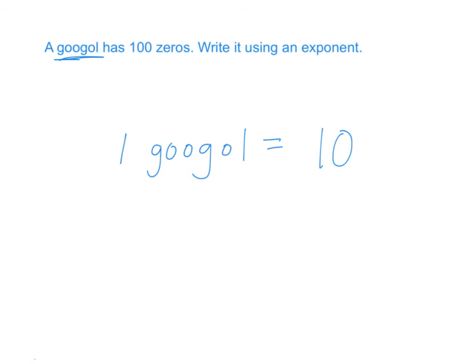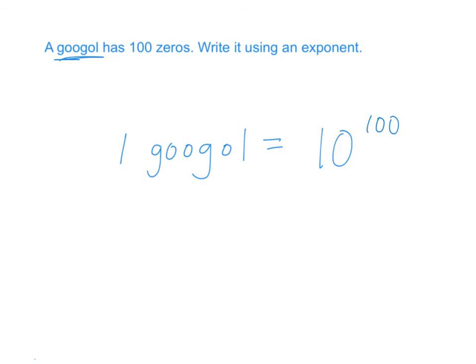Good. If we know that the number of zeros in the product is the same as the number of zeros in the factors, which is the same as the number of the exponent, if a Google has 100 zeros, Dhruv, what should I write? 1 Google equals 10 to the power of 100. How did Dhruv know? Did he write out a Google and then count them? No. How did he know that 1 Google equals 10 to the power of 100?